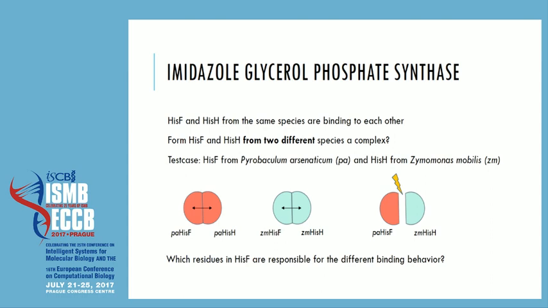So we made our test case. We took HisF from Pyrobaculum aerophilum, PA, and HisH from Zymomonas mobilis, short ZM. So as we would expect, PA HisF and HisH form a complex, and ZM HisF and ZM HisH also form a complex. But if we test the binding affinity between PA HisF and ZM HisH, we found that they have only a poor binding affinity, so they're not binding to each other.